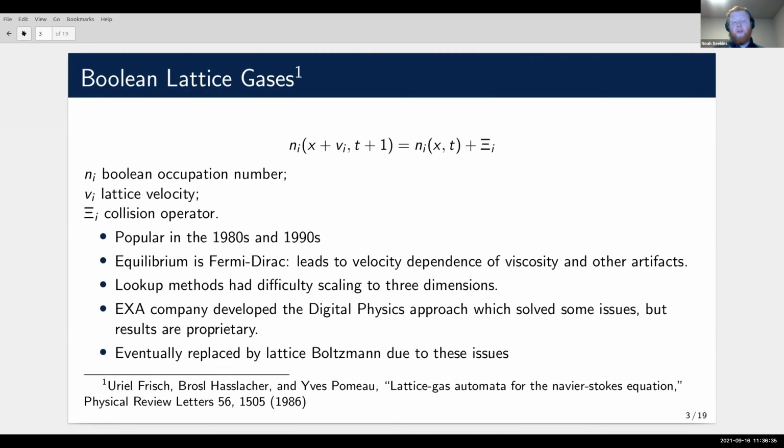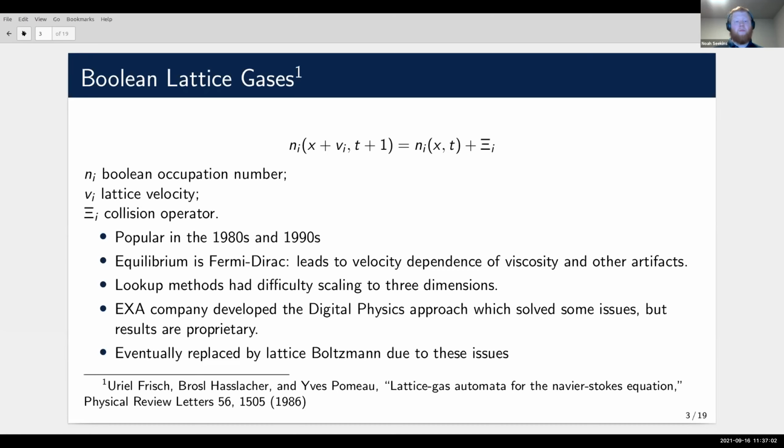Now this was popular in the 1980s and 90s, but it had a couple flaws. The big ones were that the lookup methods had difficulty scaling upwards to 3 dimensions, and the equilibrium distribution is not the same as the Boltzmann distribution, or the lattice-Boltzmann's equilibrium distribution that we would expect. It actually leads to velocity dependence of viscosity and other artifacts that aren't physical.